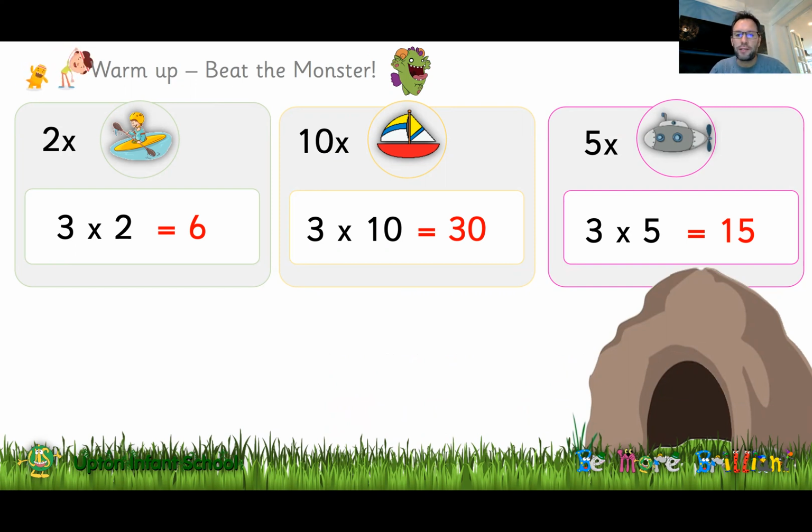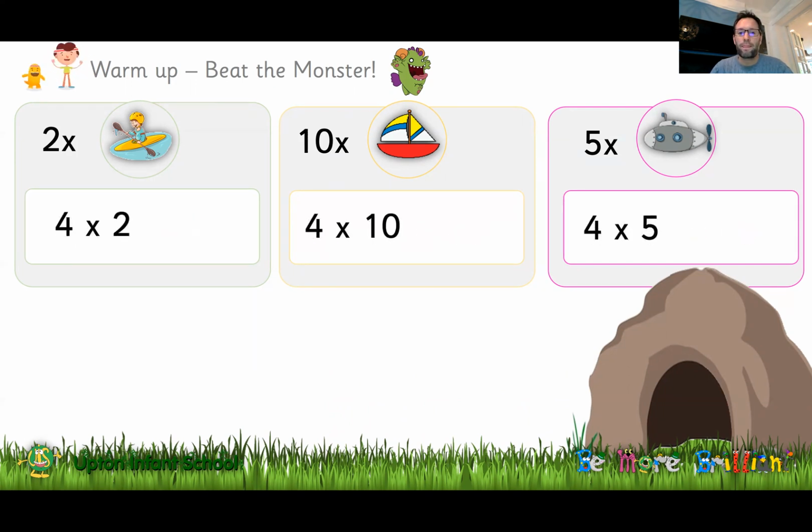Okay, so are you ready to beat the monster? 3, 2, 1. And there we go, he's in his cave. Up come the answers. So this time, 4 times 2 was 8, 4 times 10 is 40, and 4 times 5 is 20. Well done if you managed to beat the monster. Ready to go again? 3, 2, 1, go!